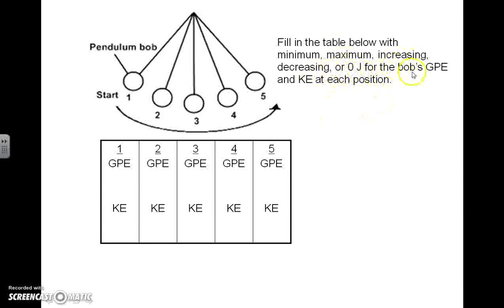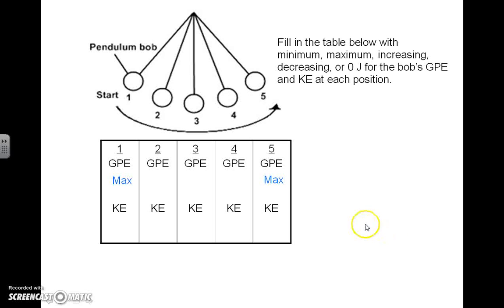And it says for the bob, we're calling this the bob, the GPE and KE at each position. So I've got a little table down here with each position and a spot for me to talk about its gravitational potential energy and its kinetic energy. Okay, the easiest place to start on a problem like this would be to make the assumption that since the bob is highest above the ground at positions 1 and 5, that is where the gravitational potential will be at a maximum. So we can go ahead and fill those in.